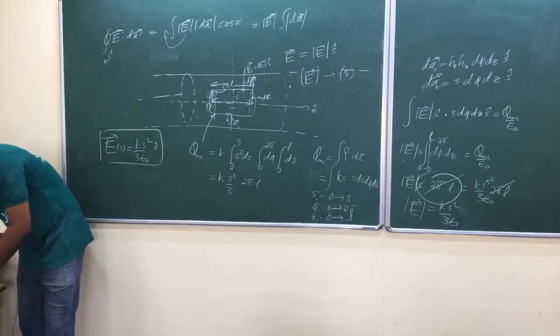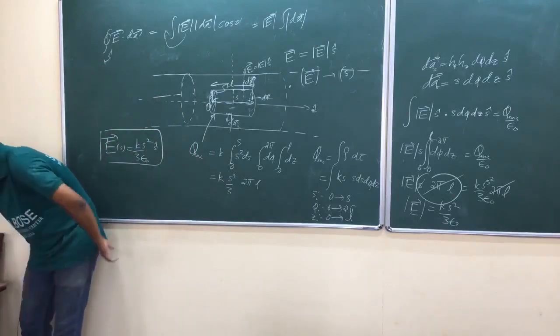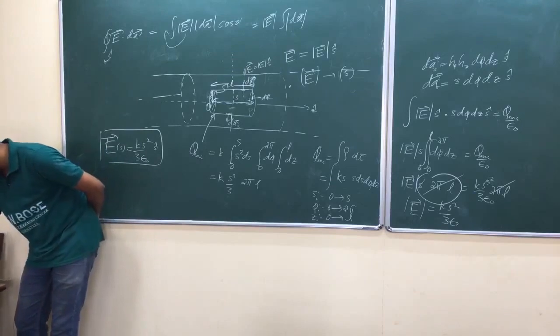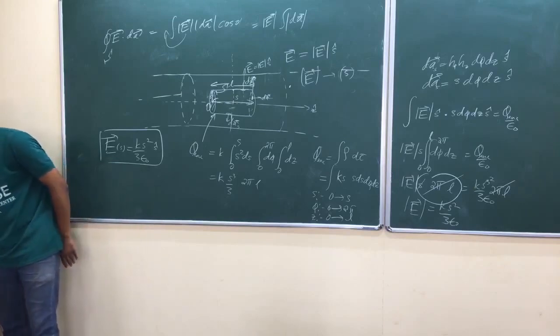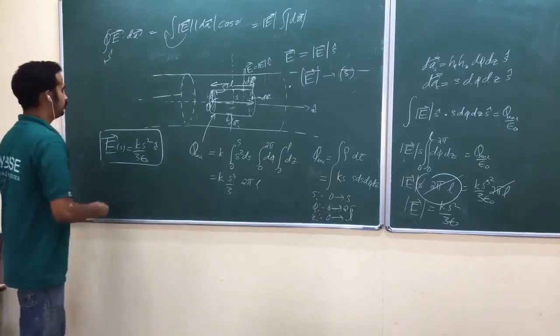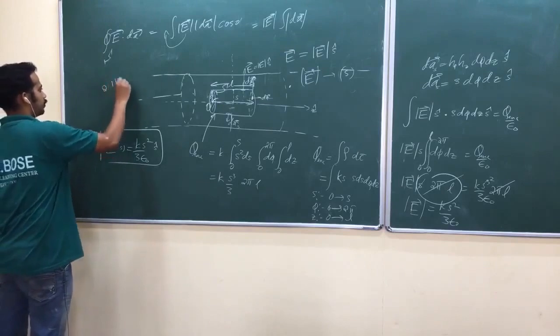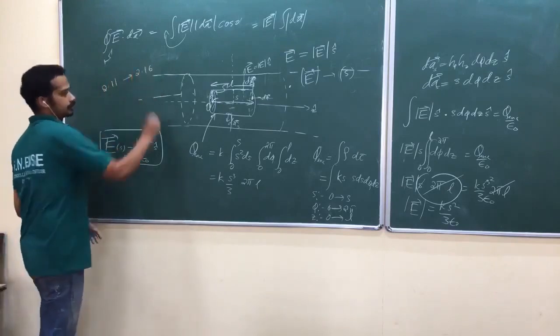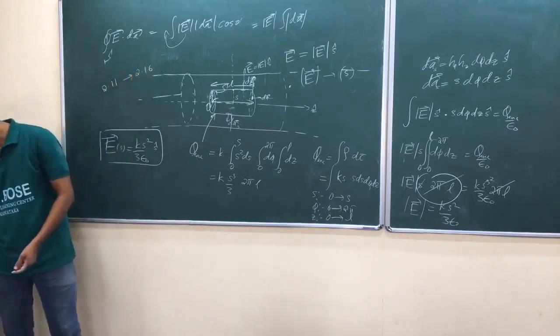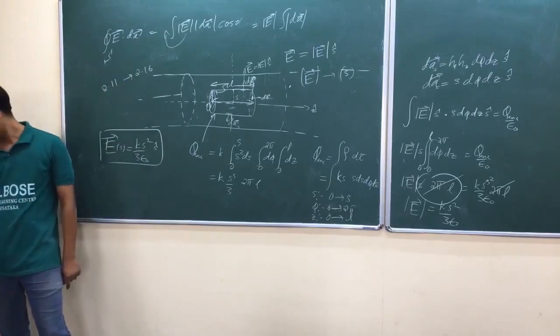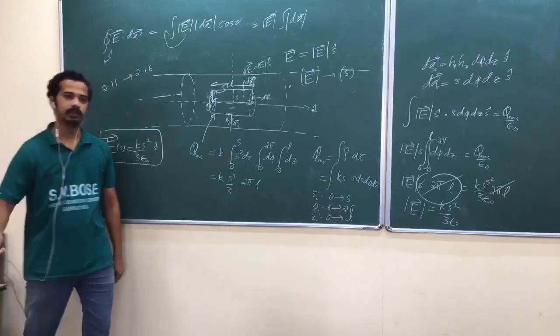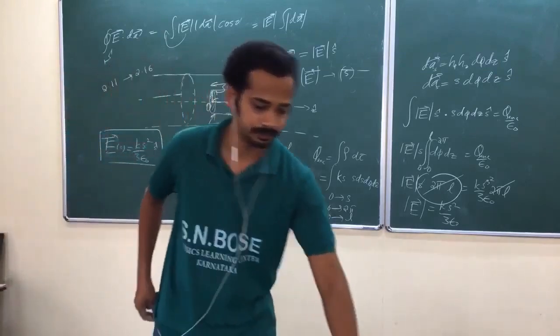Yeah, now you can solve all problems related to cylindrical symmetry and spherical symmetry. Problem number 2.11 to 2.16. 2.11 to 2.16 outside the chapter, outside this Gauss law. Spherical symmetry and cylindrical symmetry problems.